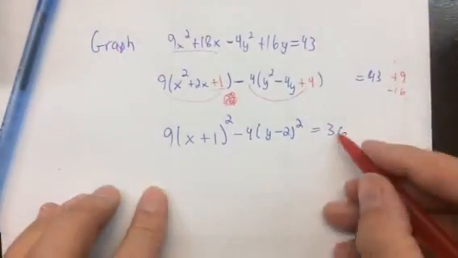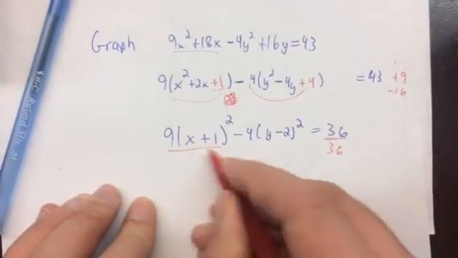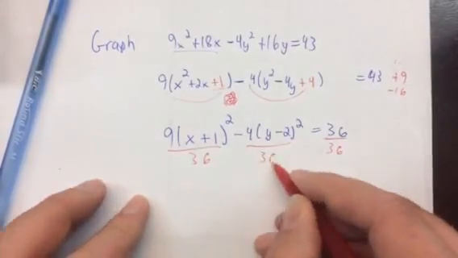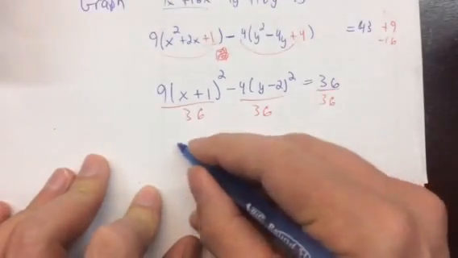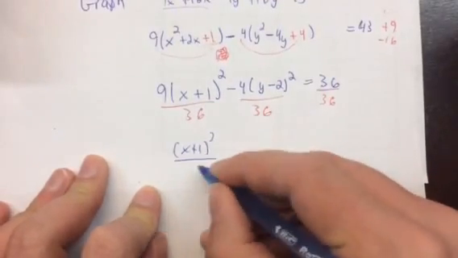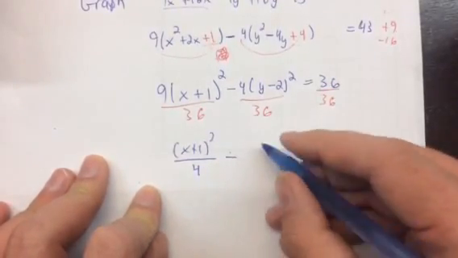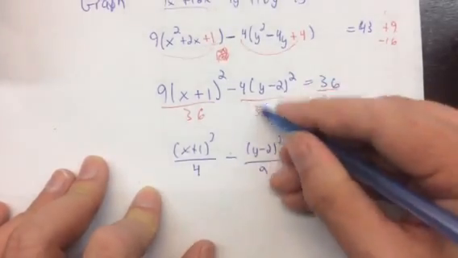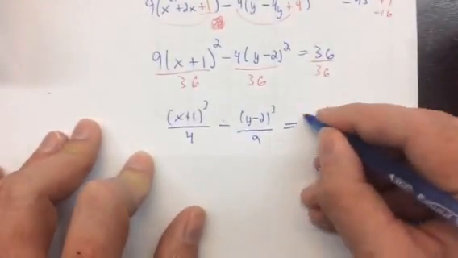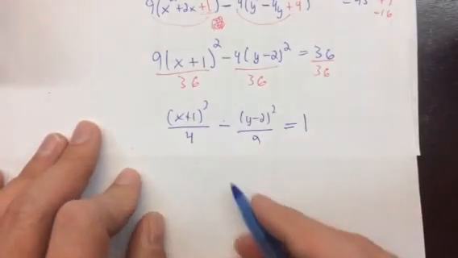We can divide both sides by 36 to get it into the standard form. And we reduce. Here we can divide both of these by 9. So x plus 1 squared divided by 4 minus y minus 2 squared divided by 9. We divided both of these by 4 equals 1. And this is the standard form for a hyperbola.